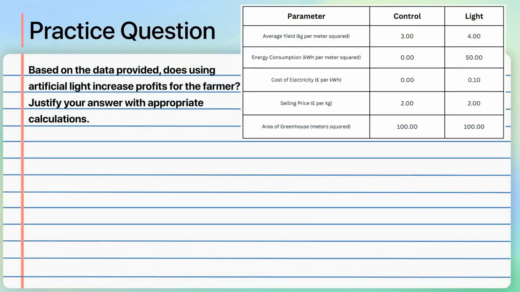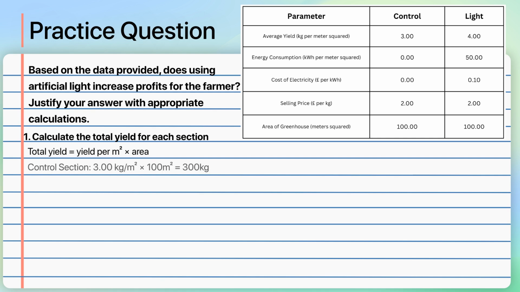Now, let's work through the question together. Firstly, we need to calculate the total yield for each section. To work out the total yield, we need to multiply the yield per meter squared by the total area of the greenhouse. The control section, with no artificial light, has an average yield of 3 kilograms per meter squared and a total greenhouse area of 100 meters squared. Therefore, the total yield is 3 kilograms per meter squared multiplied by 100 meters squared, which gives us 300 kilograms.